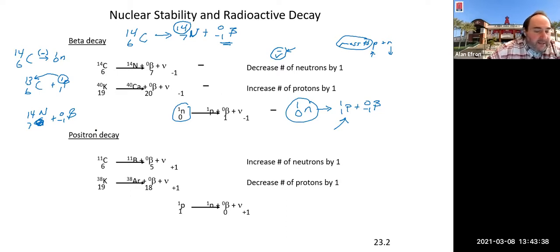On the bottom is a positron emission. Again, I'll just write the top one here. I think it's okay in your notes.